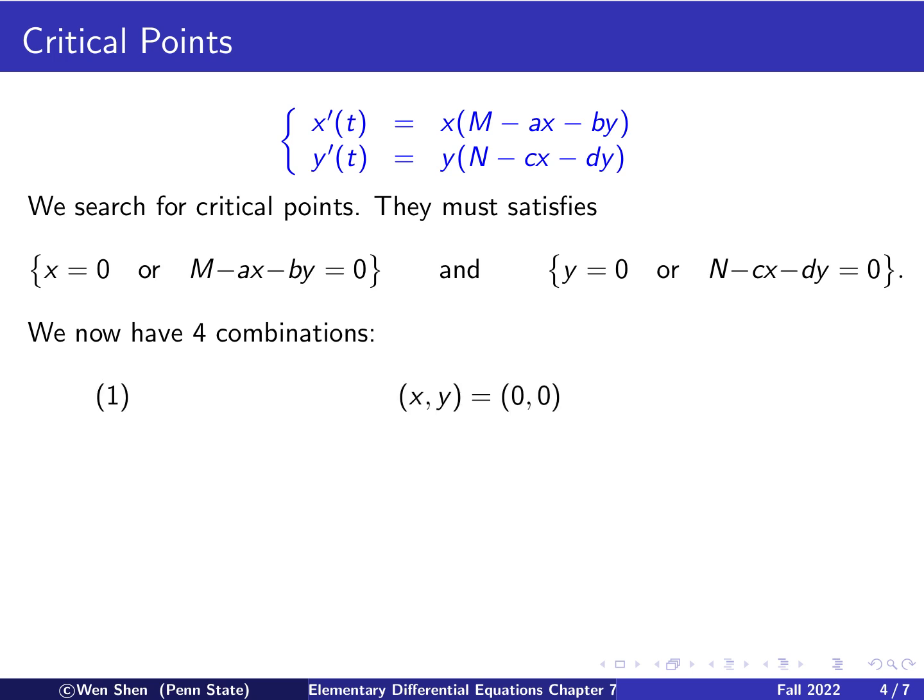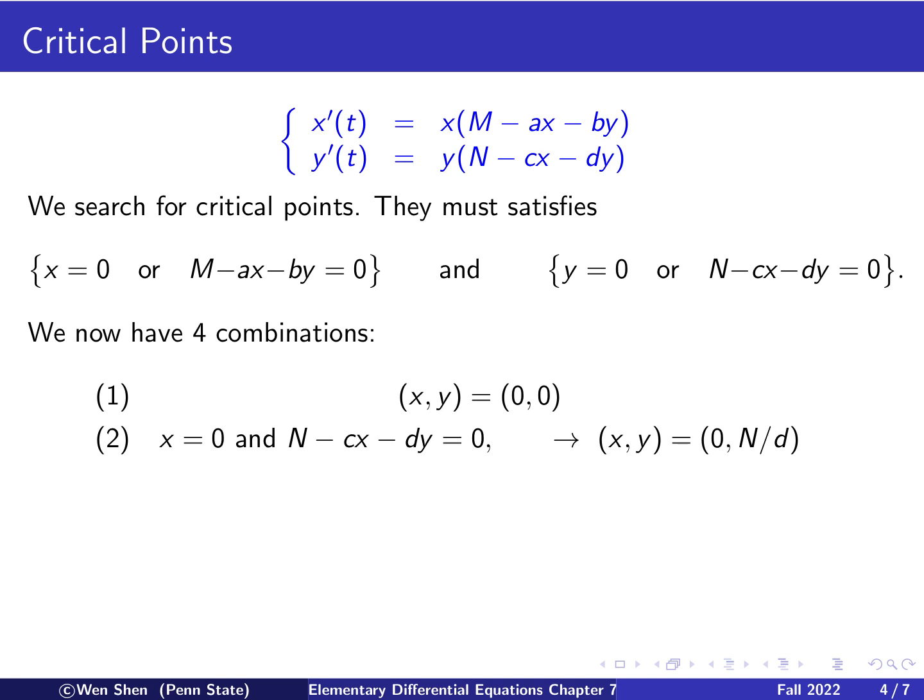The first combination, taking x equals 0 and y equals 0, and we see that the origin is a critical point, and that means it's an equilibrium. That means if initially there is no x or no y, none of the two species were ever present in the habitat, then they will never be anything.